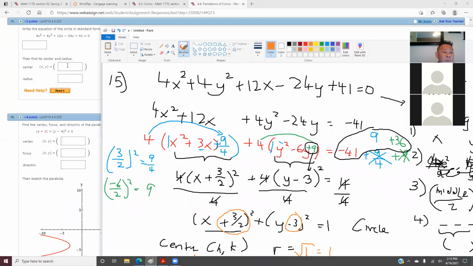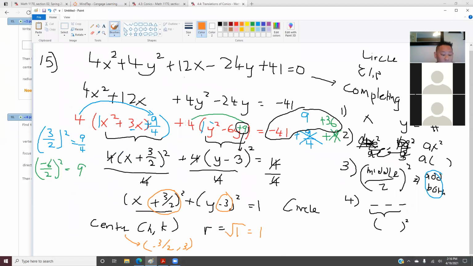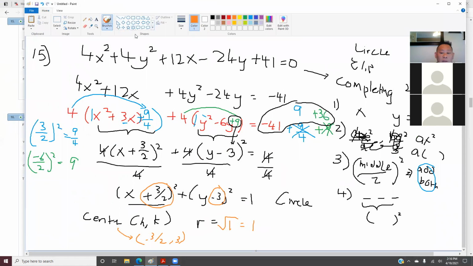So center and radius is right there. Anyone have any questions for me? So you will get these kind of questions in your finals. And if you need, I will go through a few more. And there is no shortcut. This is the only way to do it. Completing the squares. There is no other shortcut to do it. If there's a shortcut, I will show it to you. But unfortunately, there's no shortcut here.